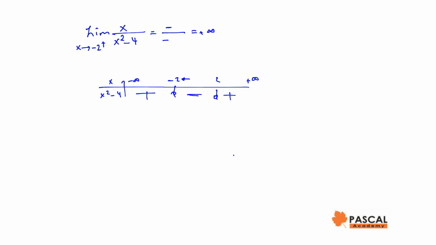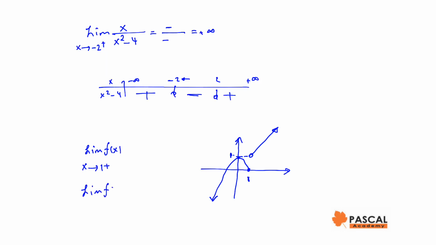Let's consider the graph of a function f(x) and find right side and left side limit of f(x) as x approaches 1 and see if limit of f(x) exists as x approaches 1 or not.